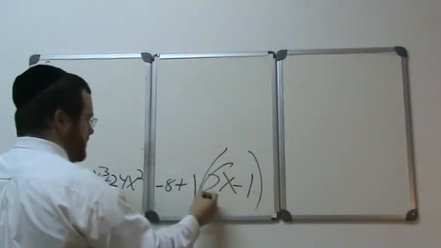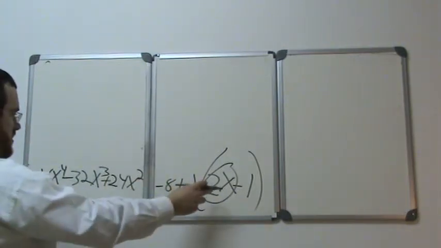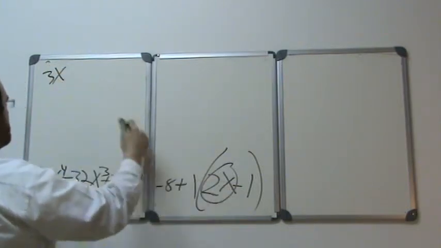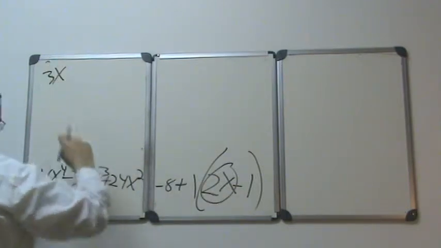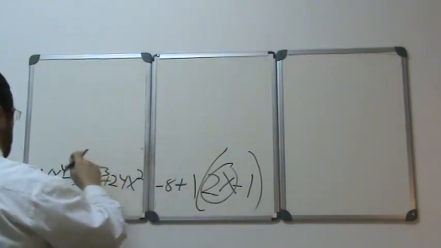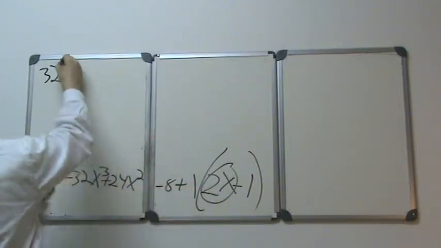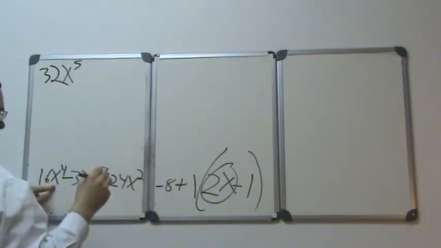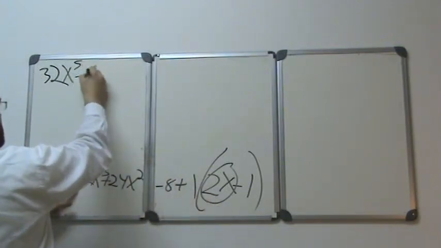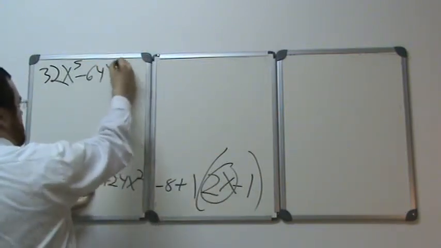So, the first 2x times 16, 2 times 16 is 32, times x, and x to the 4th power. See that again. 2x times 16 is 32. X times x to the 4th power is x to the 5th power. Next, 2 times negative 32 is negative 64. X times x to the 3rd power is x to the 4th power.